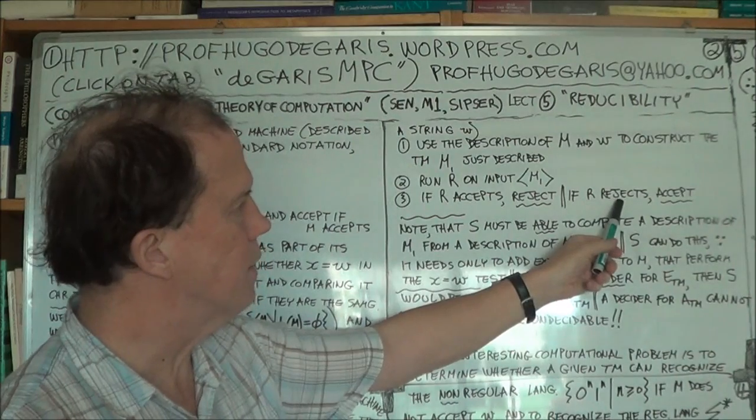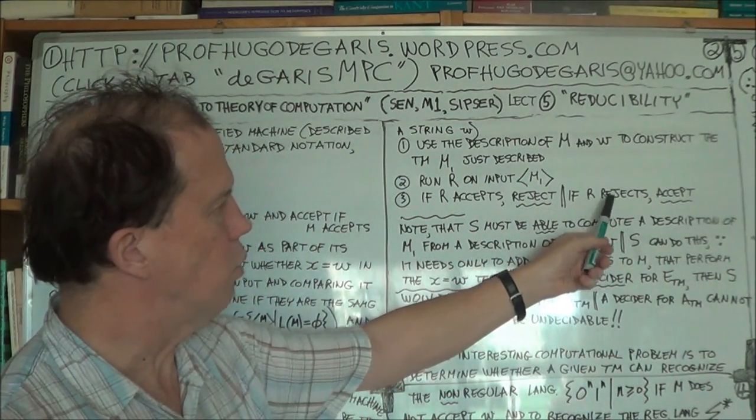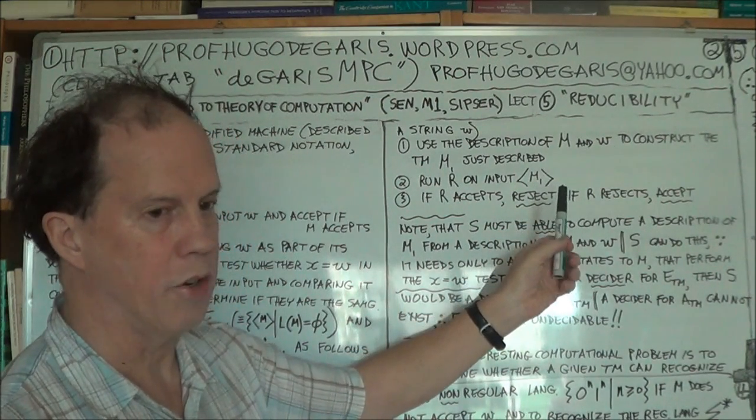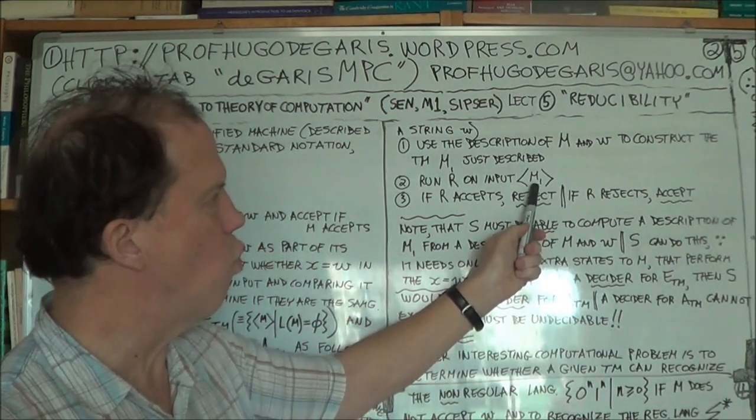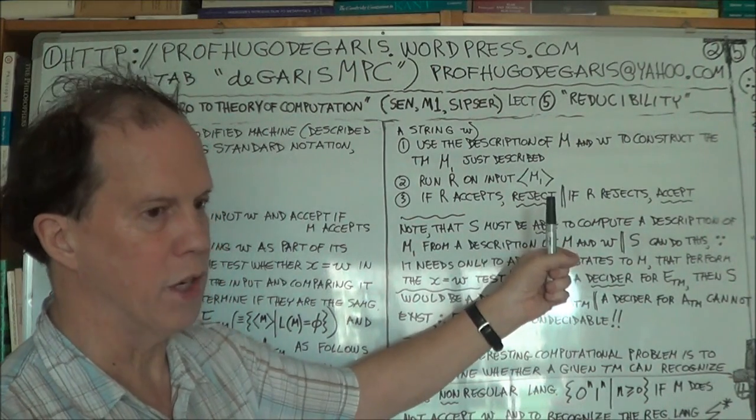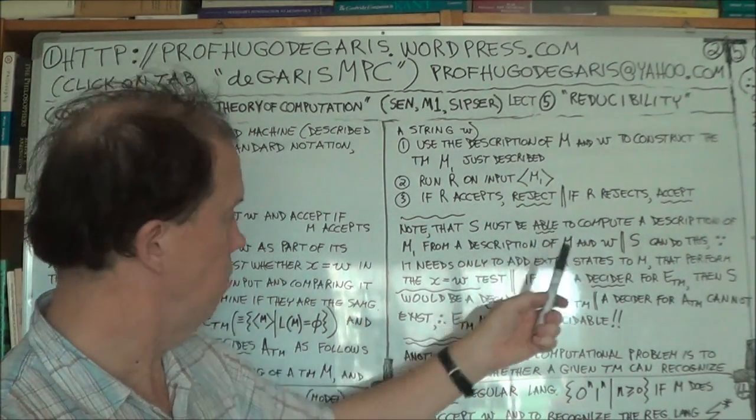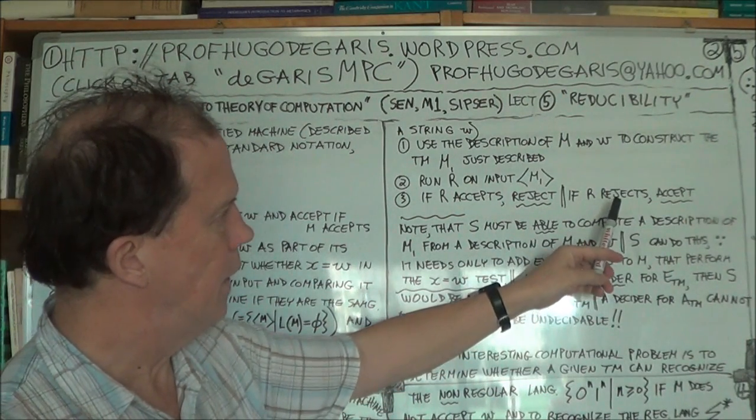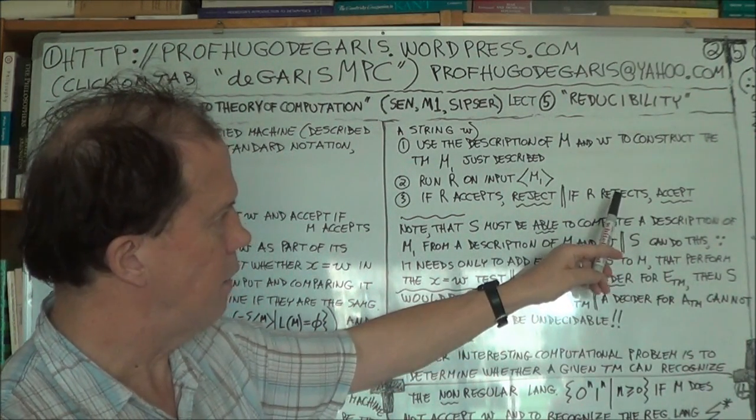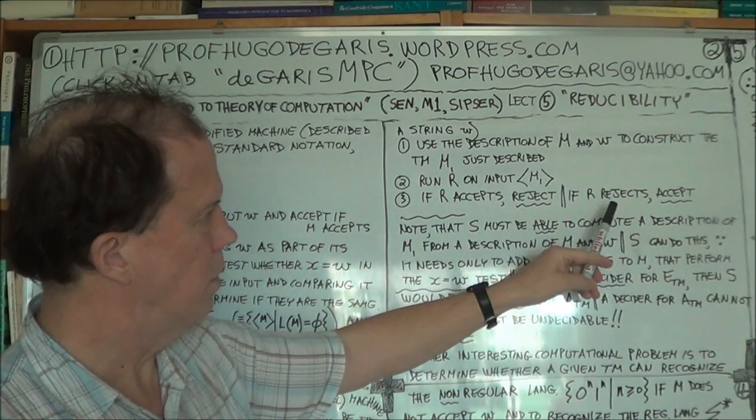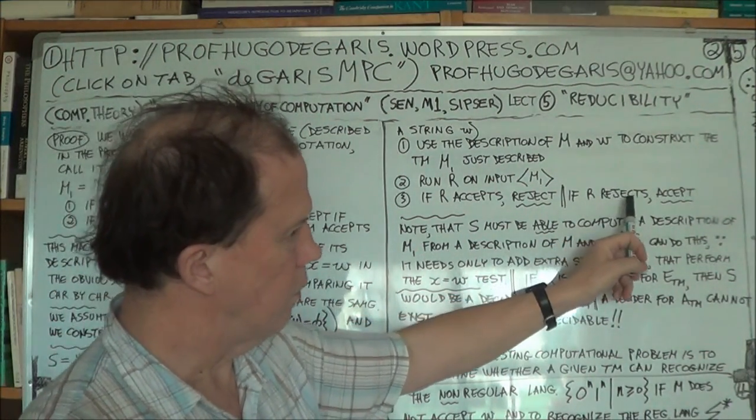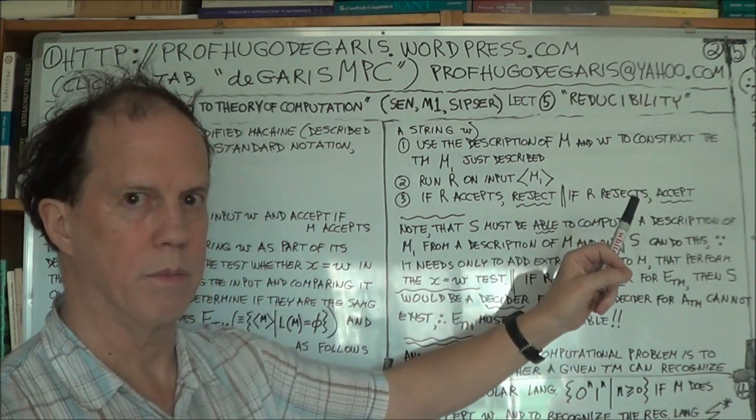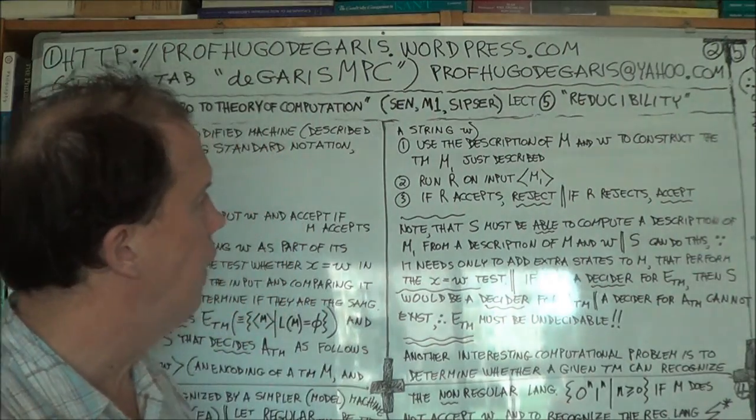So if R rejects, what does that mean? Well, that means that this machine here does generate at least one string. And because it's M1, that one string that it generates is W. Okay? So we want our S to accept that W. So we make it accept.